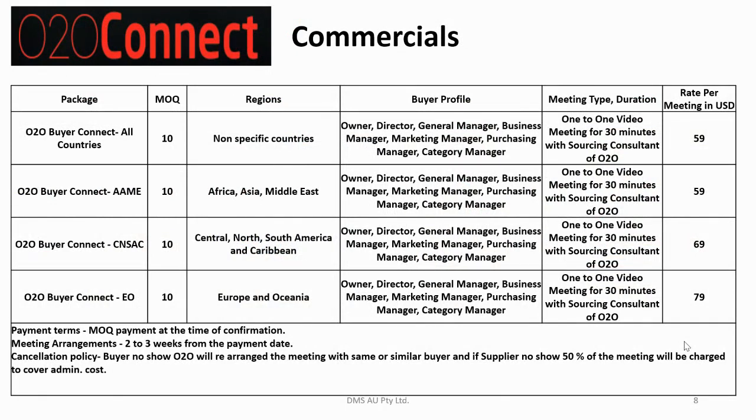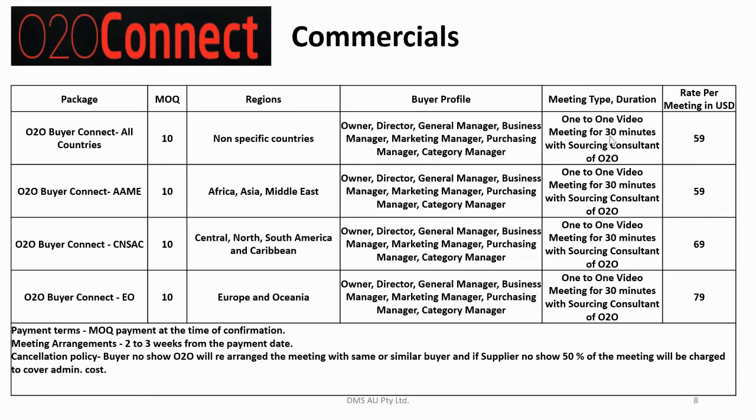You must be wondering, okay, what are our tariffs? So our pricing and commercial structure is based on the buyer segments or type of buyers, which countries you're really after, and what regions. We have a very simple package, with a minimum quantity of 10 meetings. Our buyer profile, in brief, is a business owner, director, general manager, business manager, marketing manager, purchasing manager, or a category manager. Usually our meetings go from about 30 to 45 minutes. Of course, you can have multiple follow-up meetings with the buyer.